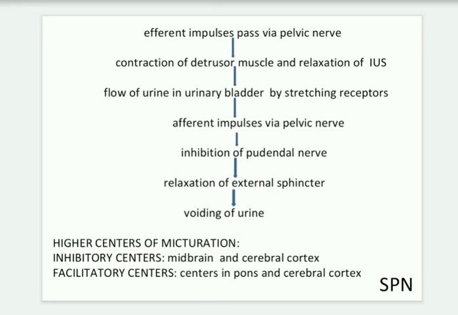And what are these centers? One is inhibitory, and one is facilitatory. The inhibitory centers are the midbrain and cerebral cortex, and the facilitatory centers are the centers in the pons and cerebral cortex. So these are the higher centers of micturition.